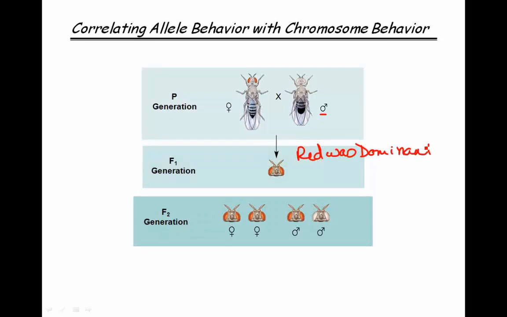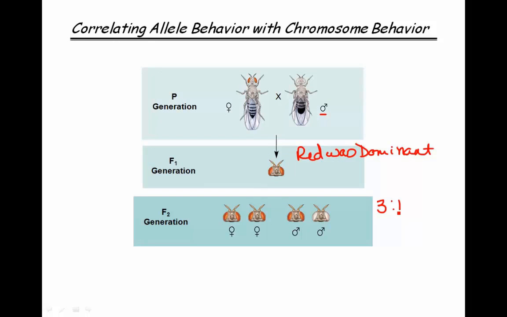And he then said, okay, well, let's take a couple of the F1 individuals and let's cross them and produce the F2 generation. When he produced the F2 generation, he got a 3-to-1 phenotypic ratio. So again, very similar in that case to what Mendel had gotten.